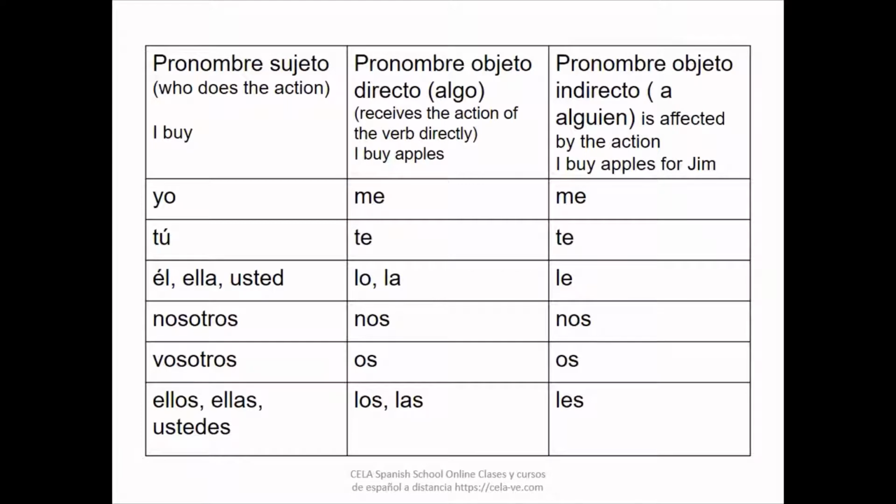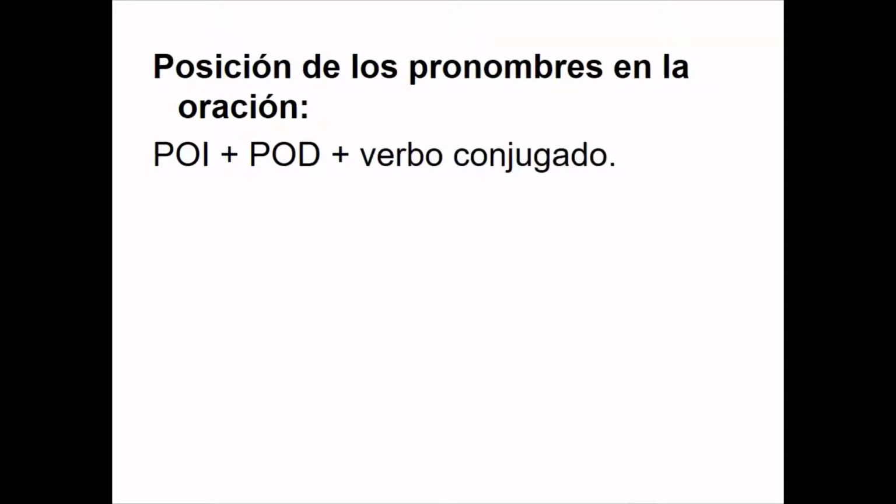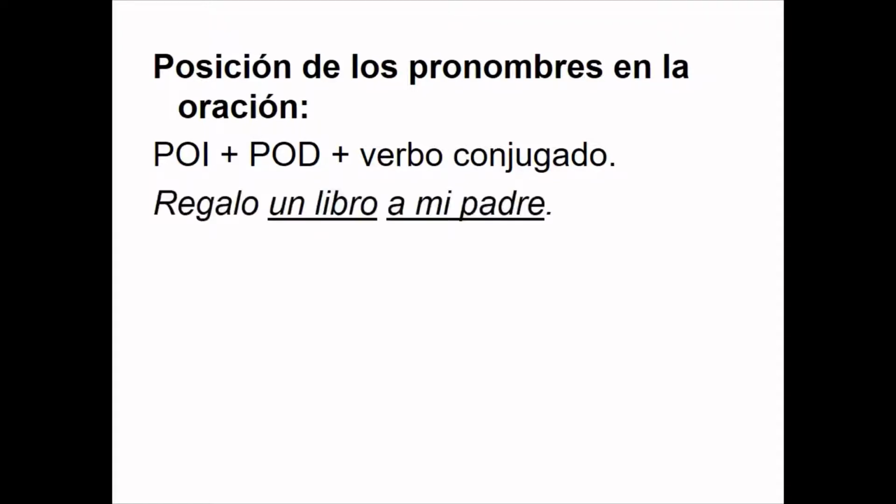Here we have our table with the pronouns. This information is already known from the previous videos. We will talk about the position of object pronouns in the sentence and the exceptions. As we already know, we first place the indirect object pronoun, then the direct object pronoun, and then the conjugated verb in any tense. Let's see some examples.